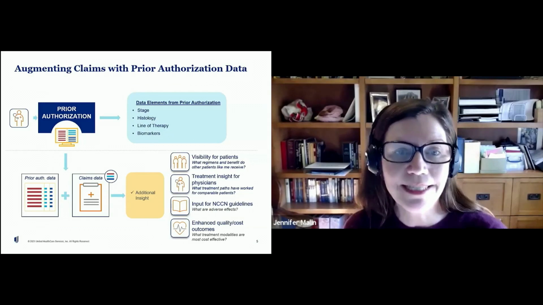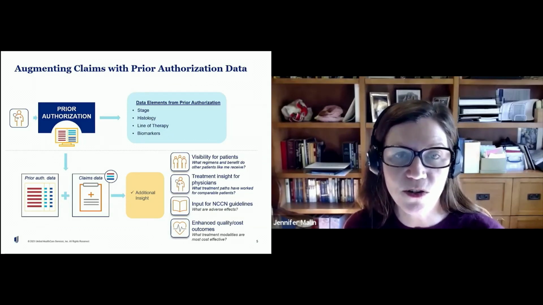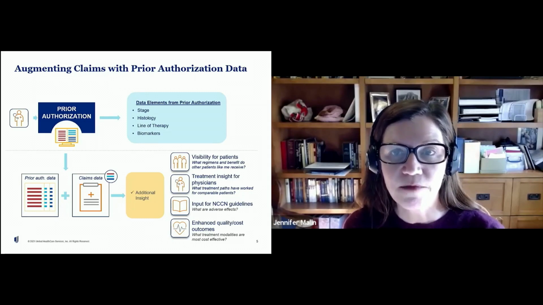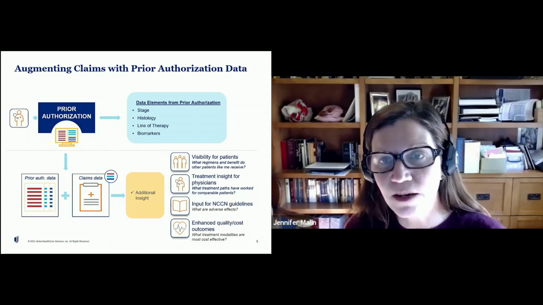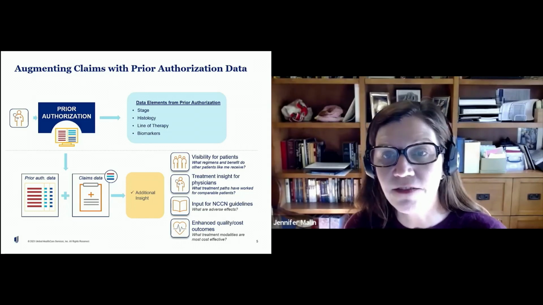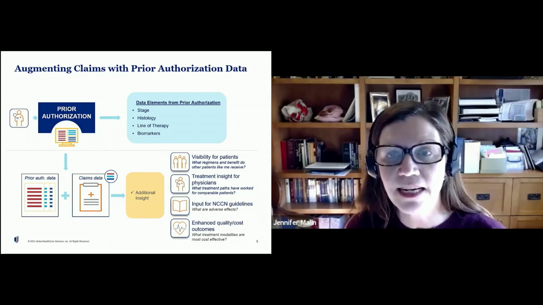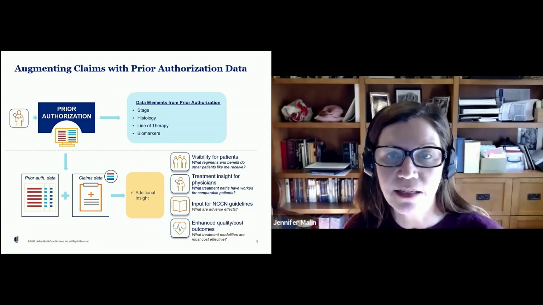There are different ways to augment claims data. One way that we're starting to do is to use prior authorization data linked with claims data. With prior authorization, typically we require the clinicians requesting a therapy to provide information on stage, histology, line of therapy, and biomarkers.